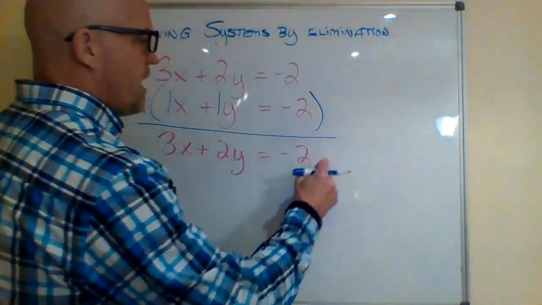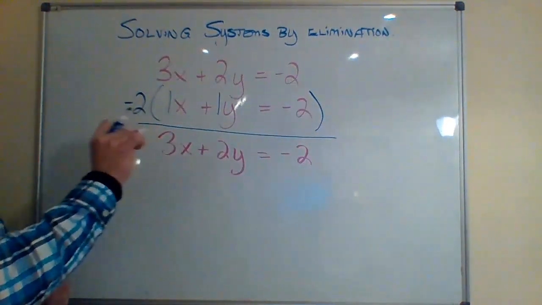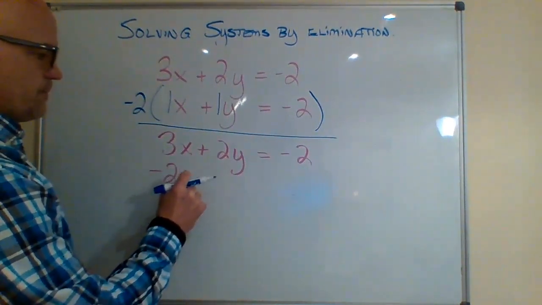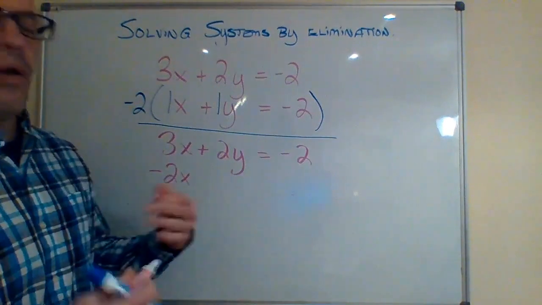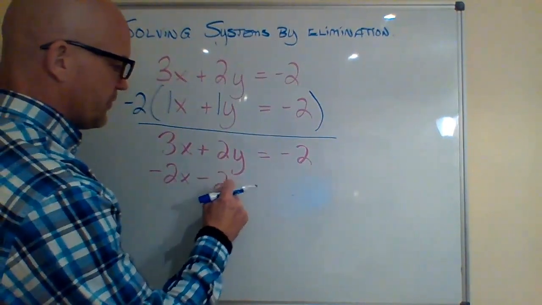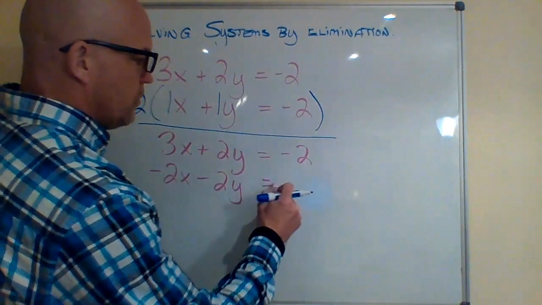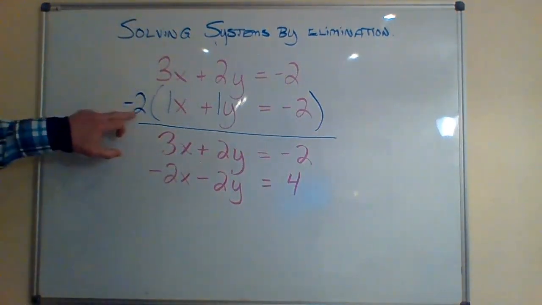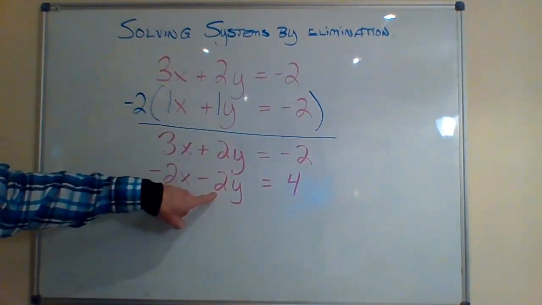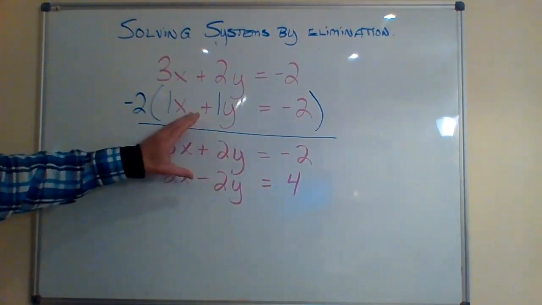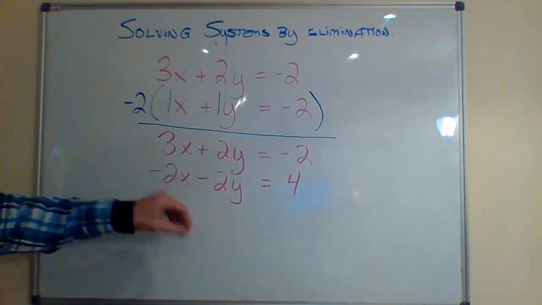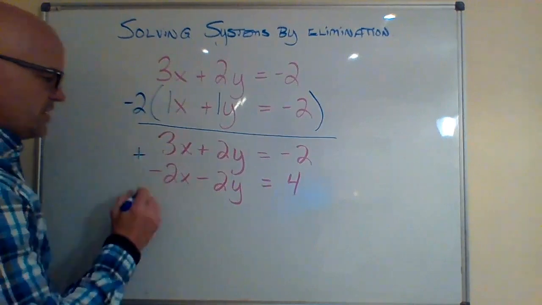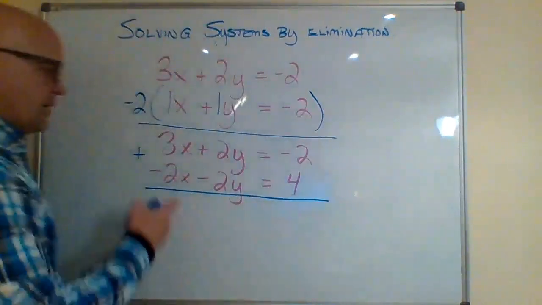The bottom one, I decided to multiply through by -2. When I do that, I would get -2x plus a -2y, whichever one you prefer, and that will equal +4. If you notice what happened, choosing to multiply by -2 made that a -2y. Now when I add these, those guys will eliminate, and that's what I want to happen.